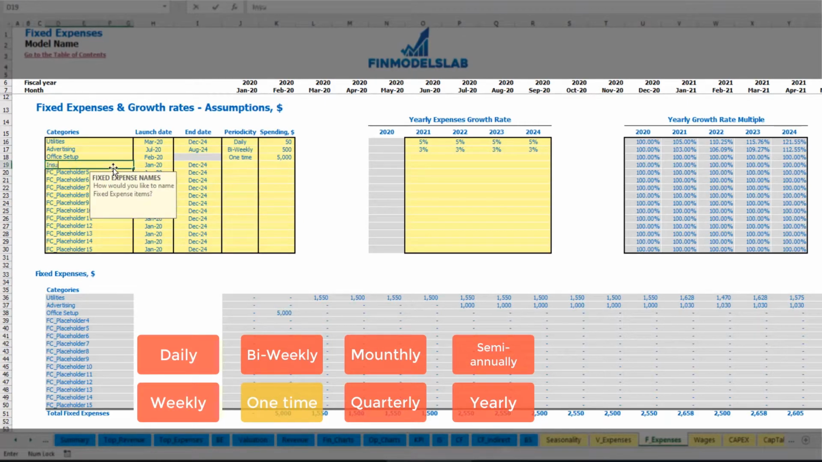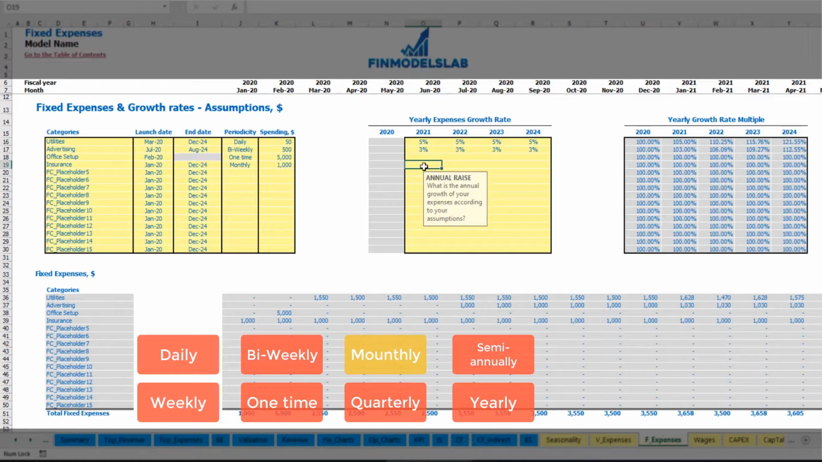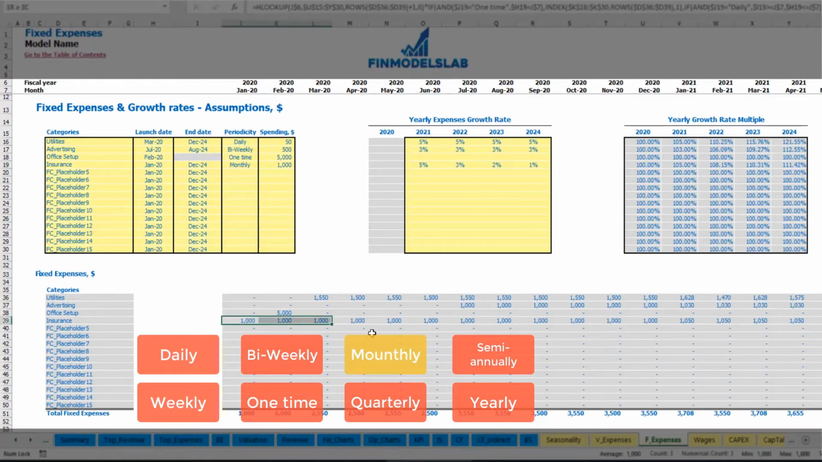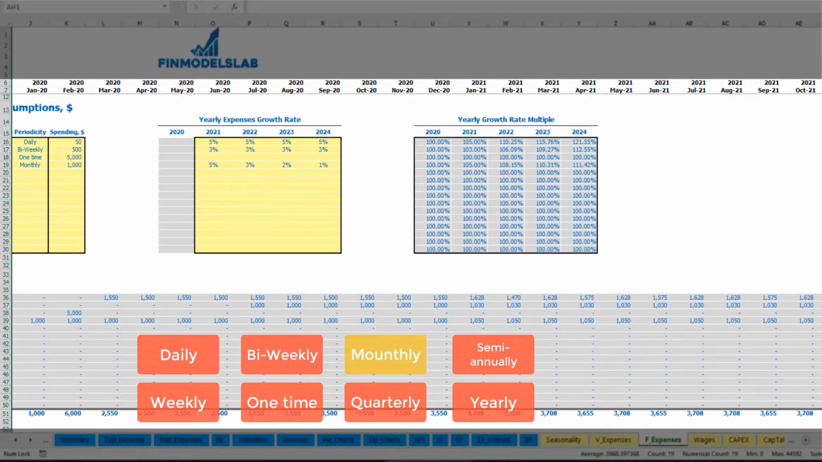Another option, insurance. Let it start from January 20 till the end of the model, and it can happen monthly with $1,000 per month, with 5% growth the first year, 3% growth the second year, 2% growth the third, and 1% in year number 4. So you may see this calculation here. Starting from January 21, it will grow by 5%, which is $50. And starting from January 22, it will grow by 3%, which is additionally $32.